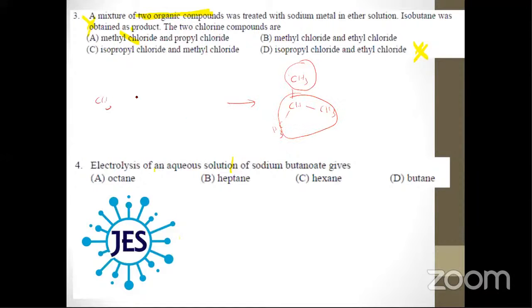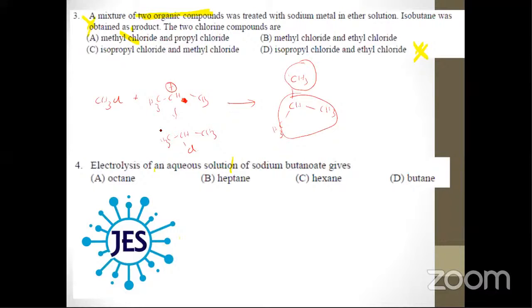Chloromethane plus CH3, CH2, CH3. Bromopropane, 2-bromopropane, chloromethane. Yes, these are the products. Which option is right? Therefore, this eventually gives the halogen. So this will be CH3, CH, CH3, Cl. Here also there's only one H. So you get CH3Cl plus CH3CHClCH3.